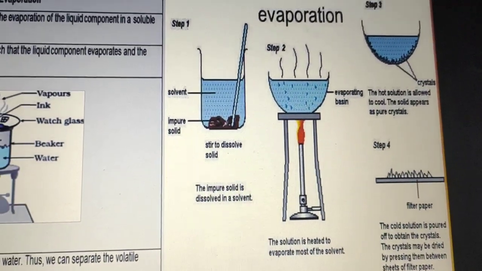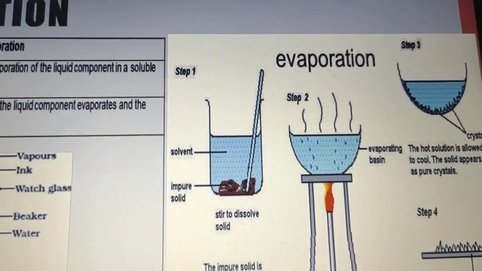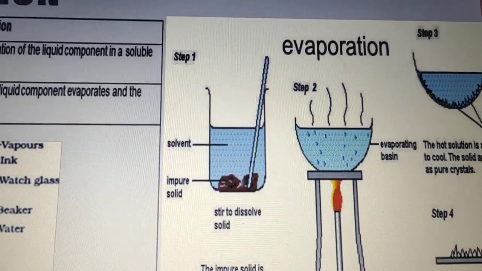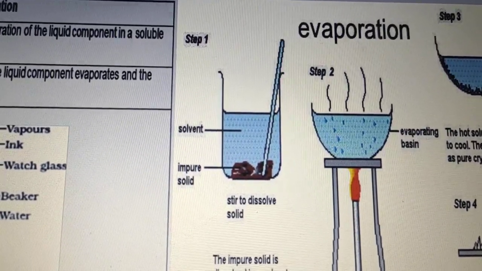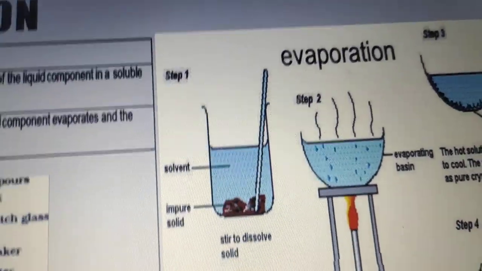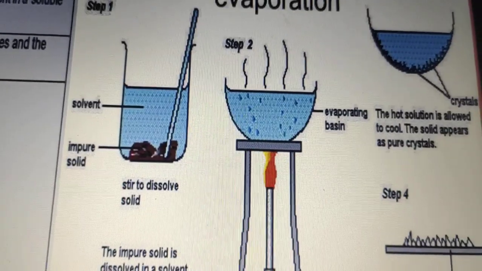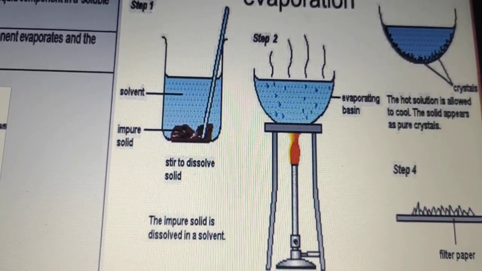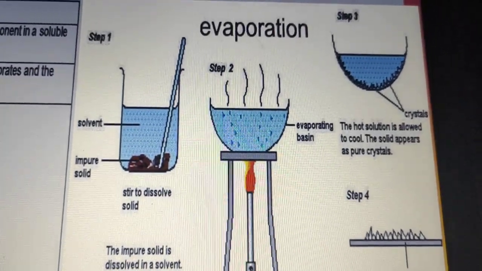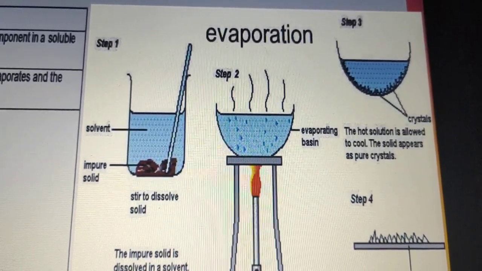This is the picture. Here is step 1. You take the impure solid and stir it in the solvent, that is water. So stirring is one process. Then in the second step, you use an evaporating basin, so you evaporate the material. In the third step, the crystals are generated.